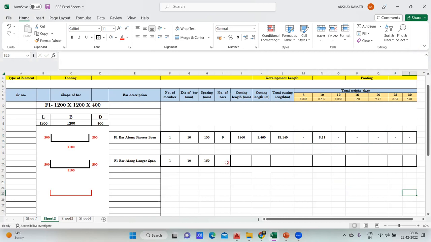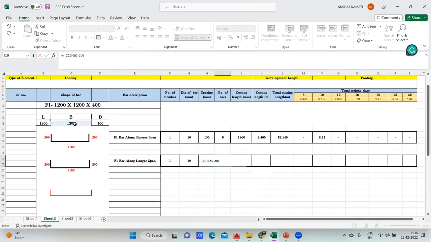So in the longer span, what will happen? You have to find the number of bar, no? So number of bars you tell me, open the bracket. Great. Okay. Round up we'll write later. Okay, not an issue. First we'll do this. Later we'll write round up. Yeah. Open the bracket. Fine. So first you have to find the bar along the longer span. So I have to take a shorter span. So shorter is 1200 minus 50 on the left side, minus 50 on the right side, bracket close.